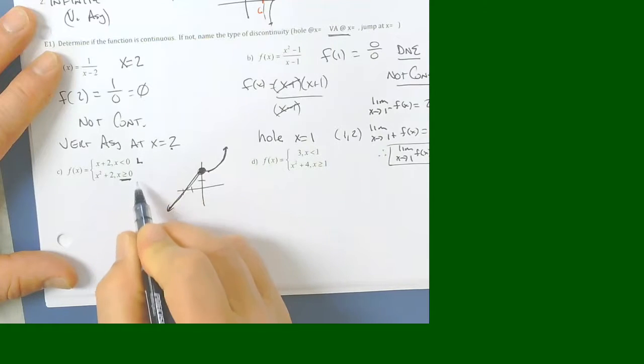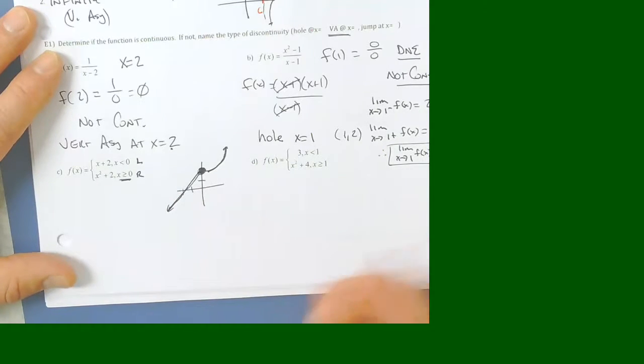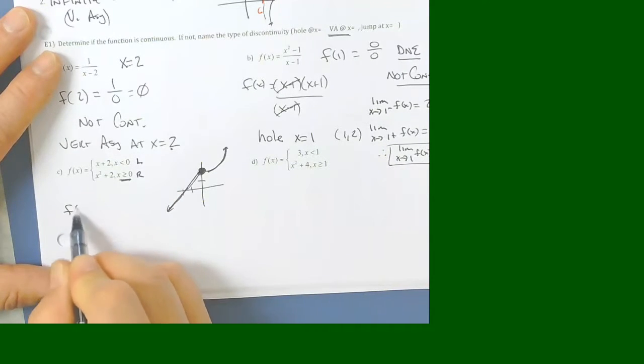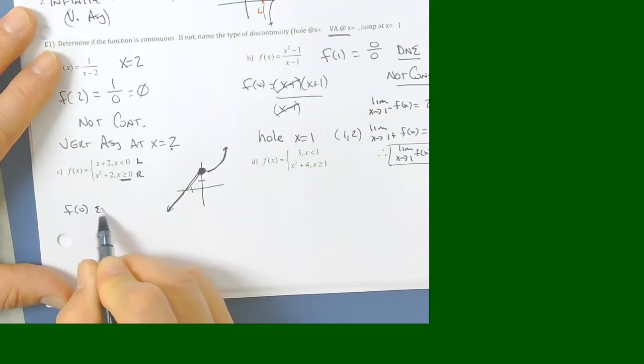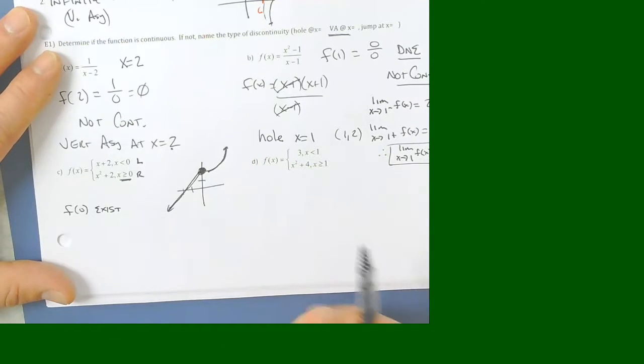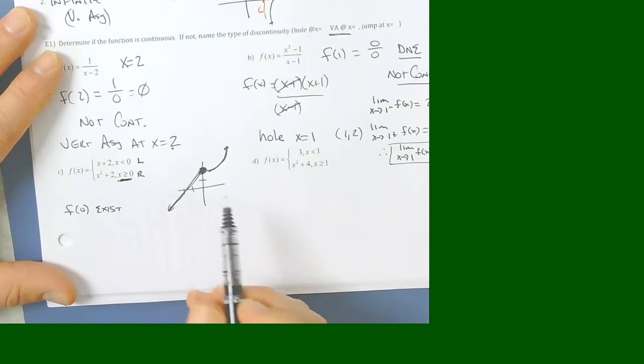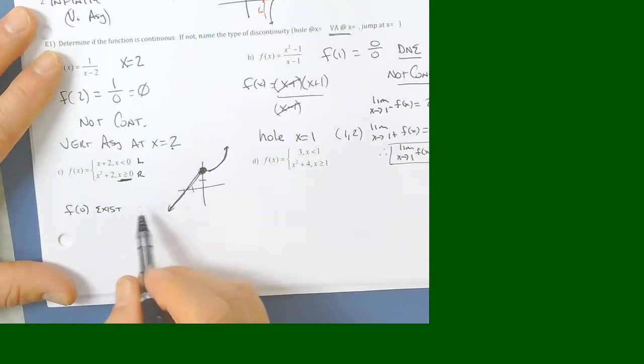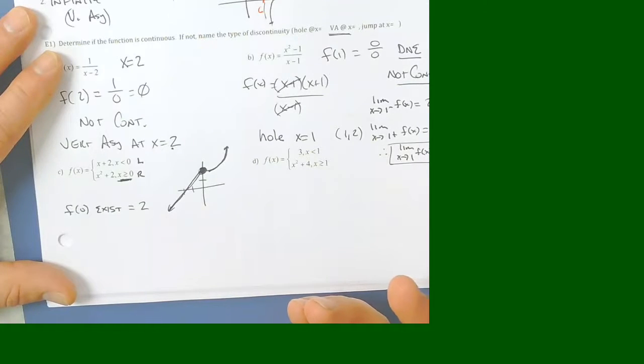Left side, right side. First criteria. Does f of 0 exist? Greater than or equal to 0, we're here. f of 0 exists, and we are equal to 2.